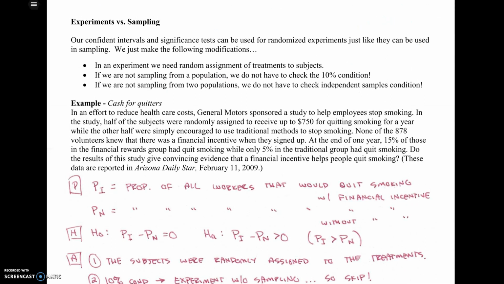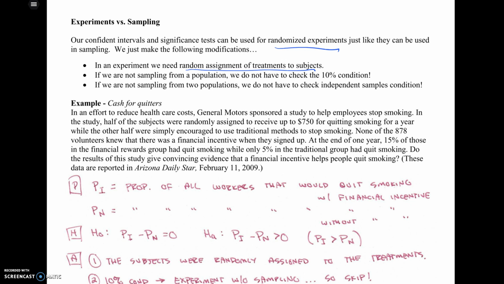All right. Experiments versus sampling. Comparing two proportions leads us to a natural application, which is to compare the outcome of treatments in an experimental setting. So our confidence intervals and significance tests can be used for randomized experiments just like they can be used for sampling. We just make the following modifications. In an experiment, we need random assignment of treatments to the subjects. We don't need random sampling, because perhaps we're not random sampling. We just need to have random assignment of treatments.